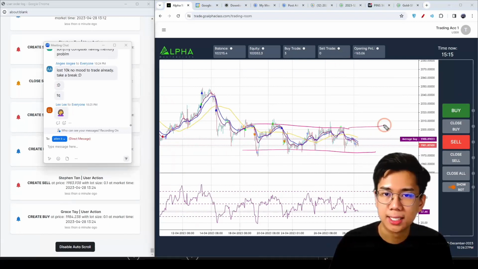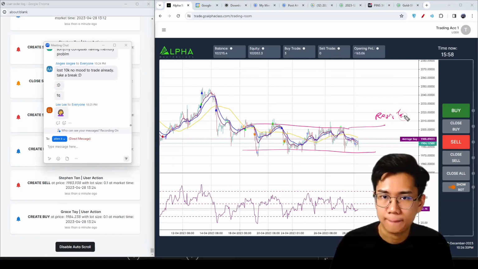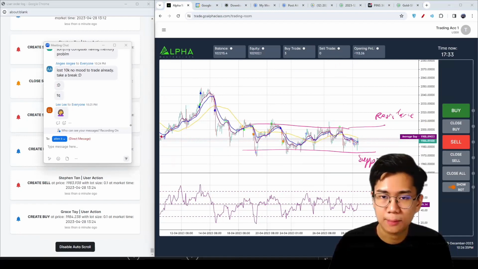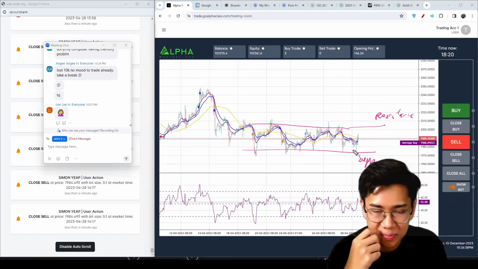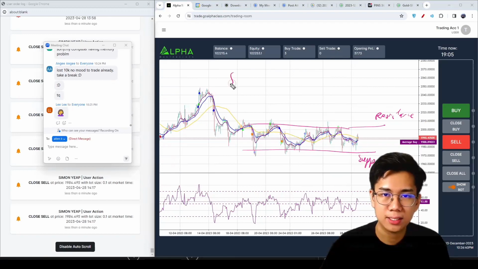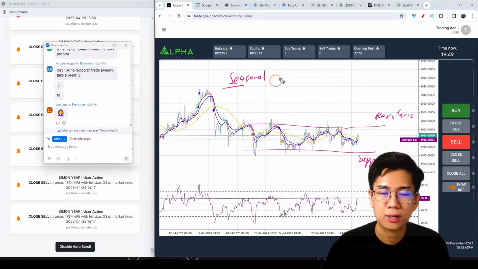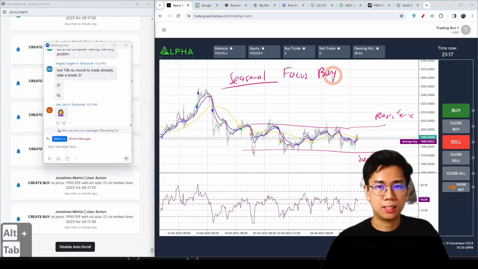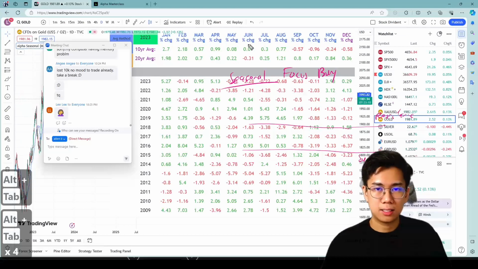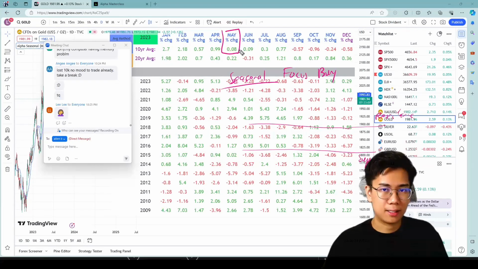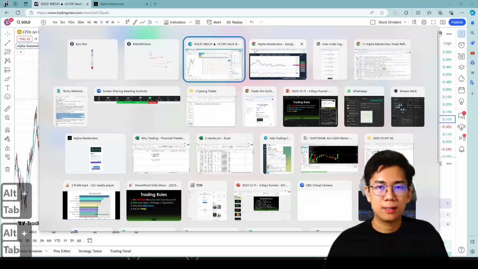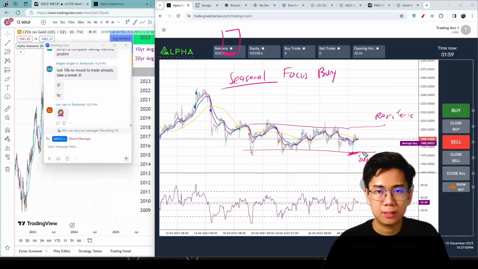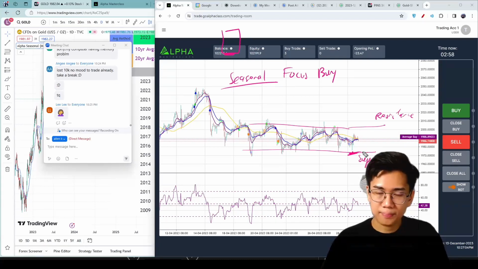This, we call it resistance. This is support. So when the price reaches the support, should you buy or sell? And from a seasonal point of view, focus on buy or not? Of course, focus on buy. Can you see this? Seasonal focus is buy. Even though it's small, it's support and resistance. At the bottom, just buy.